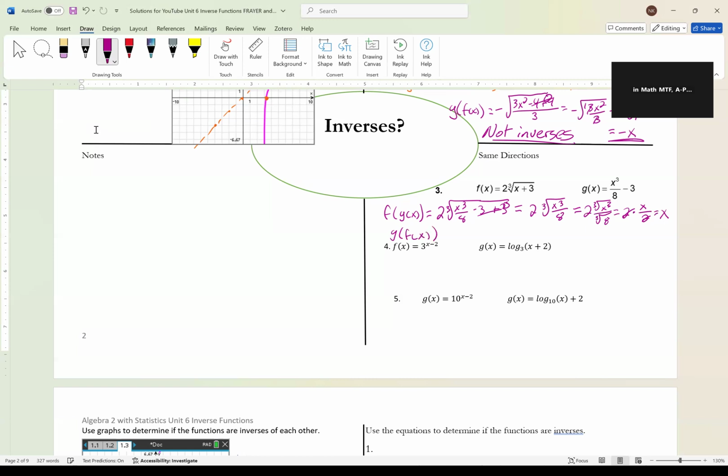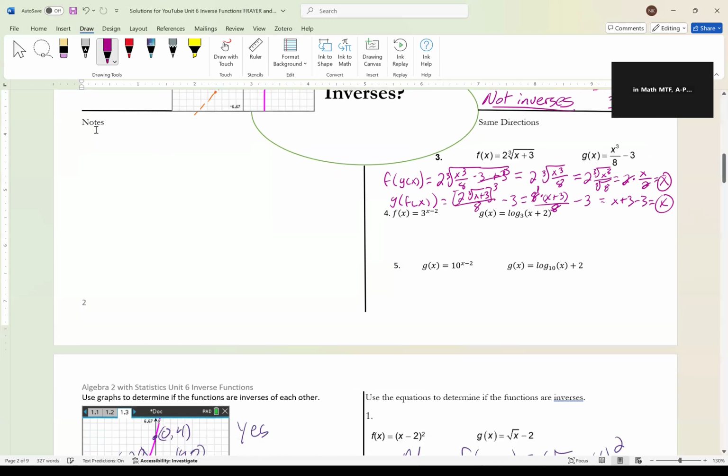g of f of x is equal to 2 cube root of x plus 3. There's g of x, and that is cubed, divided by 8, minus 3. In a similar way, right, I'm going to cube the 2 and cube the cube root. And so the cube and the cube root cancel each other out. And x plus 3 minus 3 is equal to x. Notice those are, in fact, inverse functions.